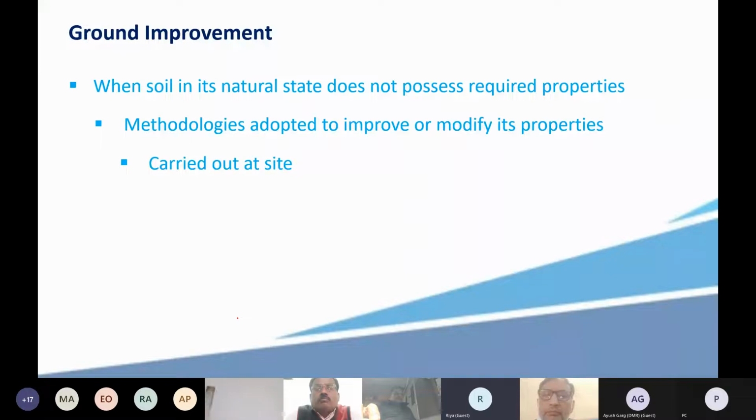It does not mean that there can be lab-based or plant-based mixing modification that you bring to site and install. Mostly that is not how these methodologies work, because you're working on a large scale. So this has to be carried out in situ.